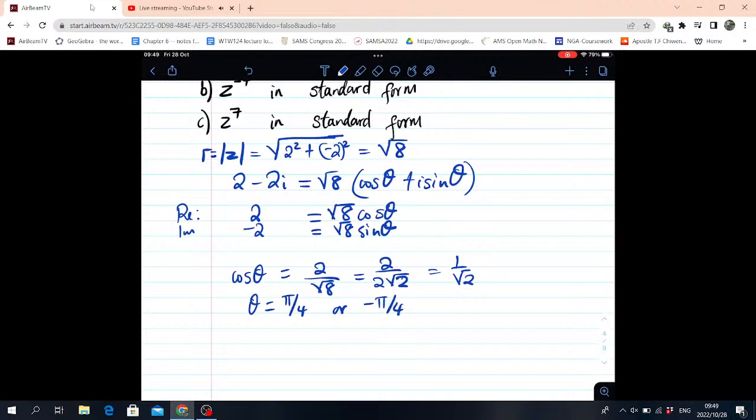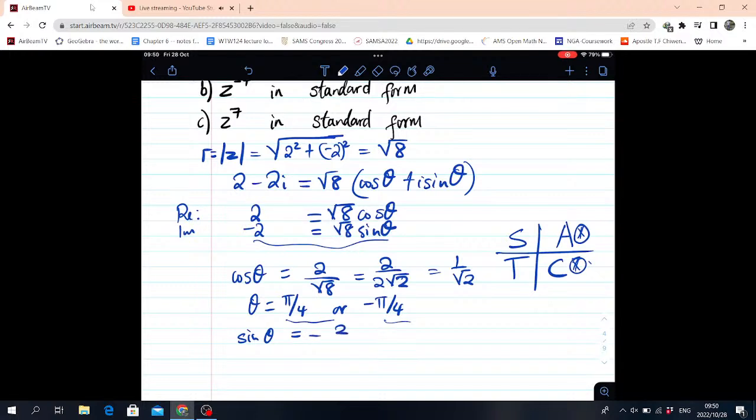Because, remember, all STC, cos is positive in the first and in the fourth quadrant, so we get these two angles. And for you to figure out which one is the right one, now you want where sine is negative. So you then say, my sine theta is also minus 2, or let me just write it right away, since we know the expression is the same, it just has a negative sign there.